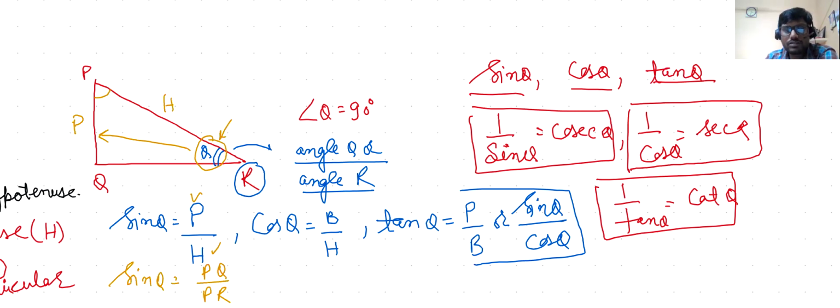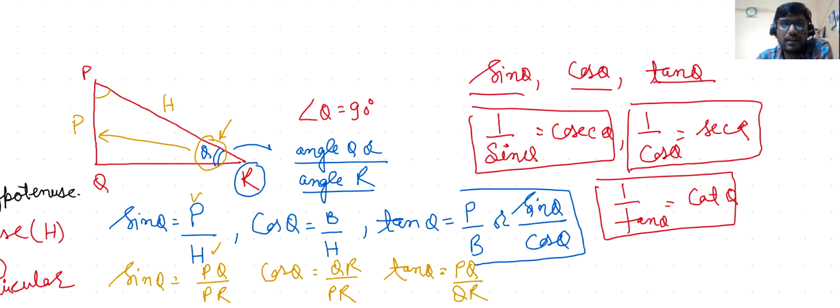Then cos theta is equal to base upon hypotenuse. We have already discussed that theta encloses two sides: one is the base and the other is the hypotenuse. So base upon hypotenuse means the sides including the angle, where the hypotenuse, the biggest side of a right angle triangle, is PR here, and the base is QR. Then tan theta is P upon B, perpendicular upon base. Here the perpendicular is PQ and the base is QR. So these are the three angle functions written according to the ratio of their corresponding sides.